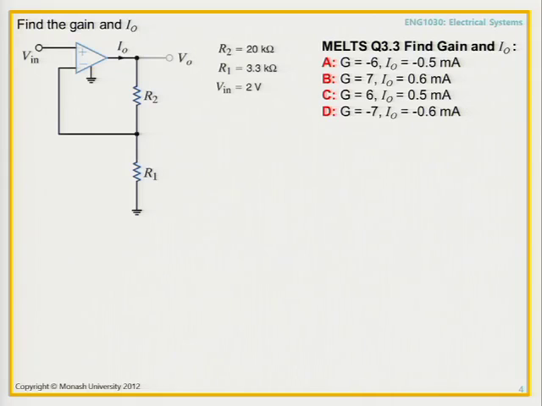Here's the first problem. Log on to Melts, and this one should be a nice warm-up, because essentially you should already know how to do it. Find the gain and I/O. In this case, we haven't talked about finding what the currents are, but you should be able to put together all the little bits and pieces that we've used up to this point to figure this out.